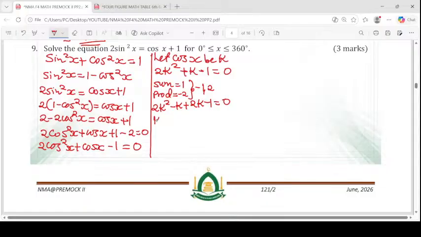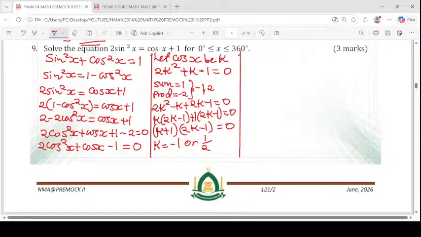So this will be k into 2k minus 1 plus 1 into 2k minus 1 is equal to 0. So this will become k plus 1, then 2k minus 1 is equal to 0. In this case, this will mean that our k can be negative 1 or a half. My k is negative 1 or a half. I hope up to that particular point we are all agreeing.